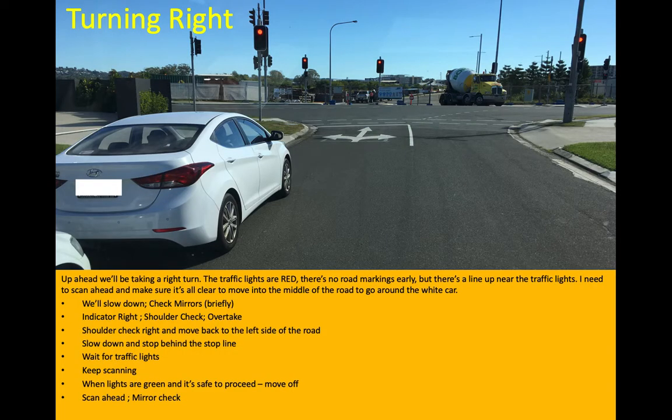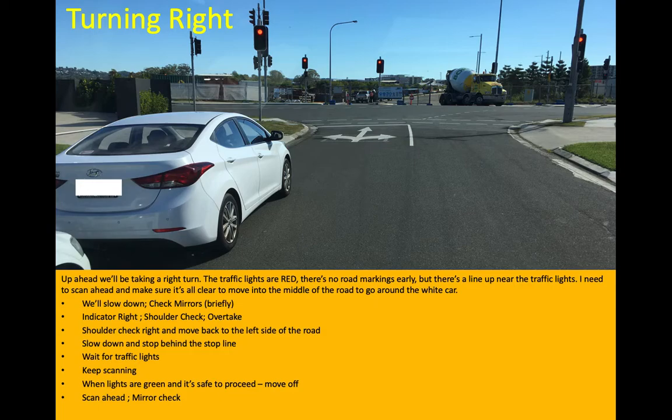Okay, in this case, we're turning right. This is also up at Maroochydore. Up ahead, we'll be taking a right turn. The traffic lights are red. There's no road markings early, but there's a line up near the traffic lights. I need to scan ahead and make sure it's all clear to move into the middle of the road to go around the white car.